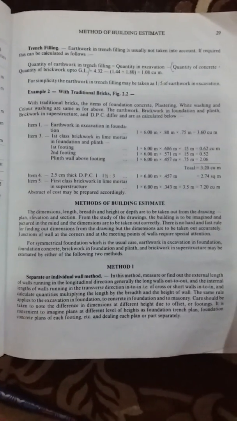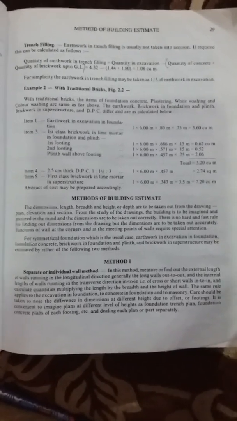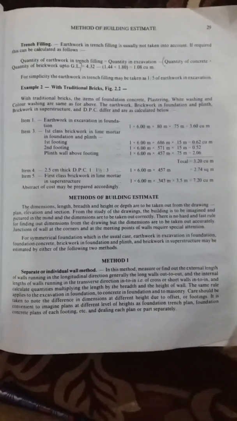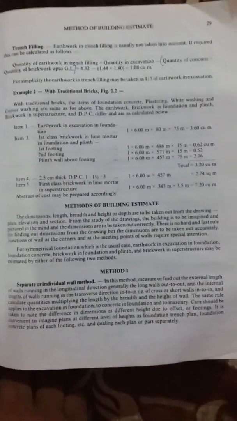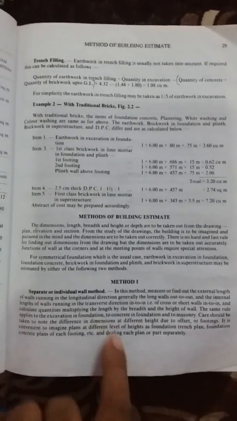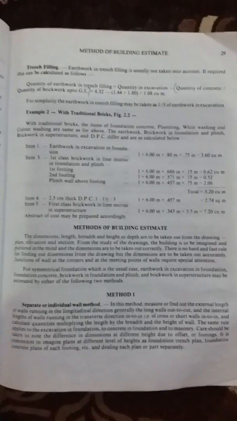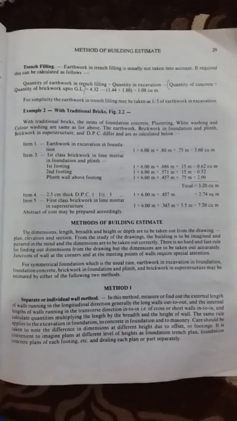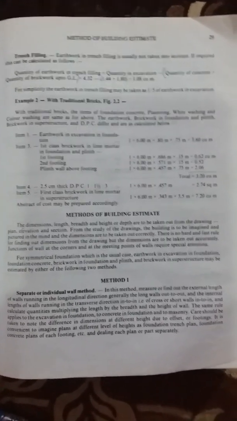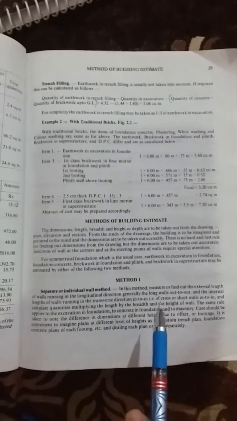In the previous video we talked about some examples of estimation. Today we will talk about the various methods of building estimates. In general there are two methods: the separate or individual wall method and the center line method. You can pause your video and read these paragraphs to get the idea, but I will explain the complete separate or individual wall method through examples.